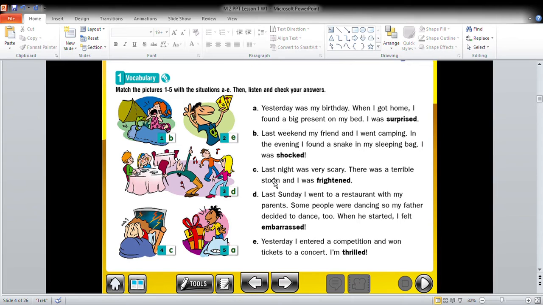Number 4, letter C. Last night was very scary. There was a terrible storm and I was frightened. So she's very scared, and the word is frightened. Number 5 is letter A. Yesterday was my birthday. When I got home, I found a big present on my bed. I was surprised. So he was surprised, and the word is surprise. So we already matched the pictures to the situations, and these are the answers.